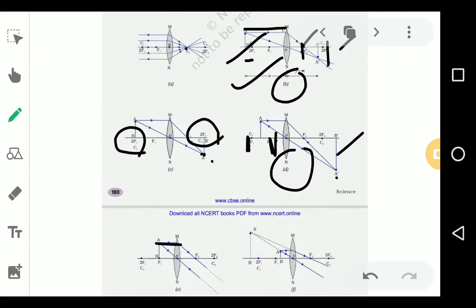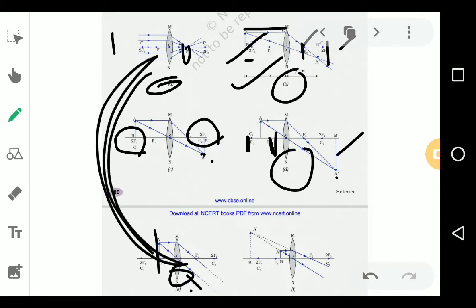Okay, so the parallel light ray and another one passing through the center, both of them are meeting at the infinite position. So it is not shown in this figure. They are meeting at the infinite position, and at infinity you are going to get the image. It is also just opposite to figure A, where the object is taken at infinity and the image you are getting at f, and here the object you have taken at focus f and the image you are getting at infinity. So A and E are just opposite of each other.